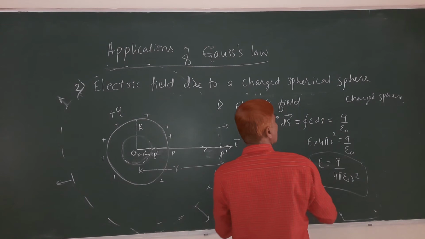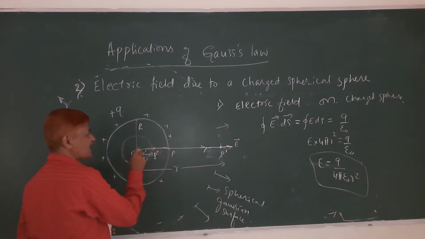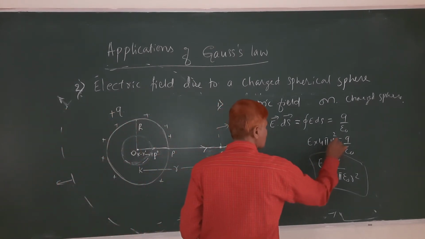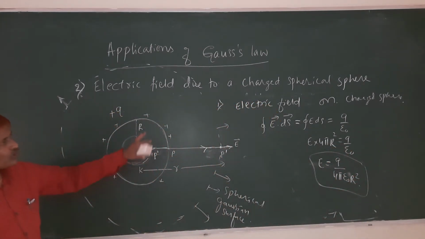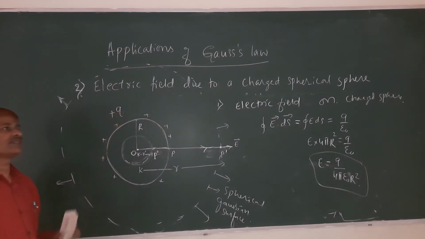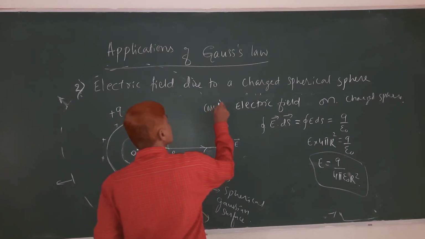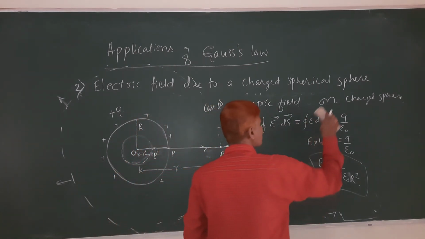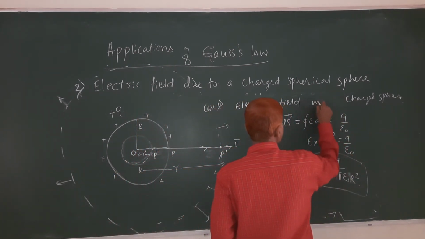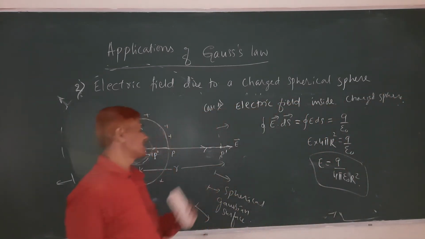For a point P outside, at a distance r from the center, this becomes r square and this becomes r square. Q is the total charge. So the second result is also the same as in the previous case. If you go to the third case, this is different. Here we are finding the electric field inside the charged sphere.